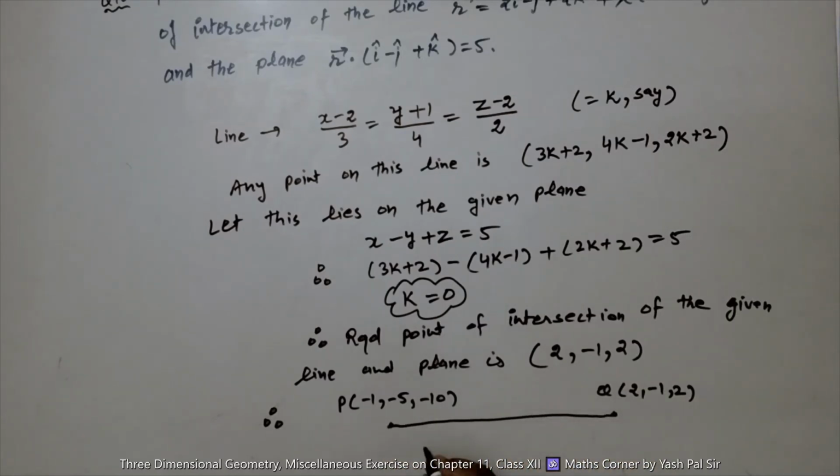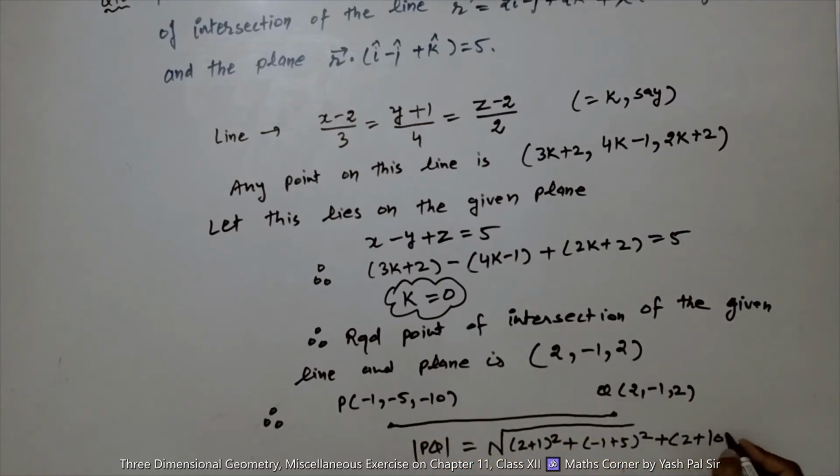Now in order to find the distance between these two points, PQ distance is equal to the square root of (x2 minus x1) whole square, (2 plus 1) whole square, plus (y2 minus y1) (minus 1 plus 5) whole square, plus (z2 minus z1) (2 plus 10) whole square, which becomes the square root of 9 plus 16 plus 144, which is the square root of 169. So 13 units is the required distance.